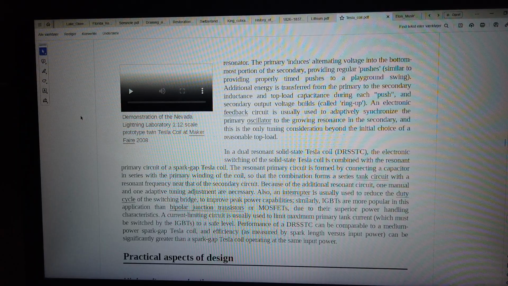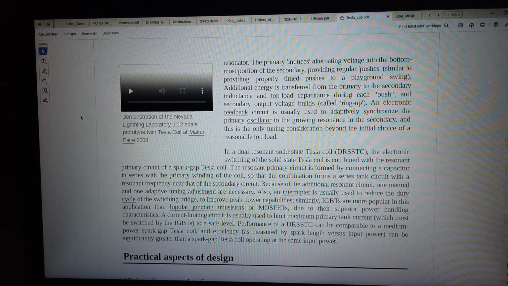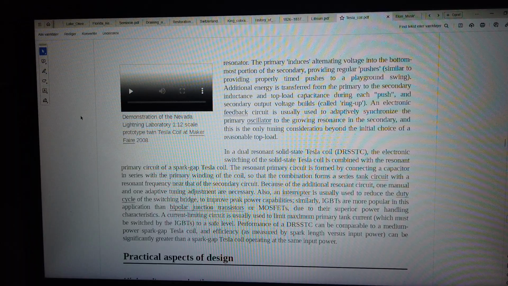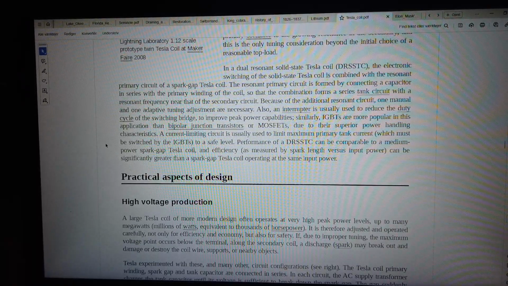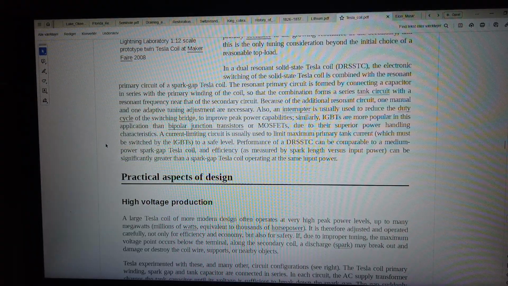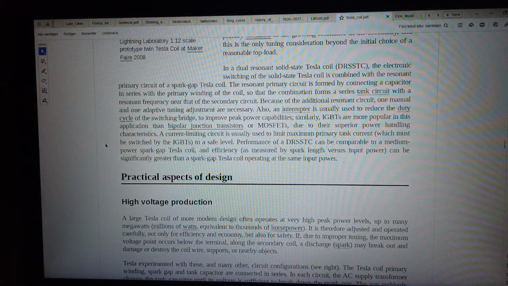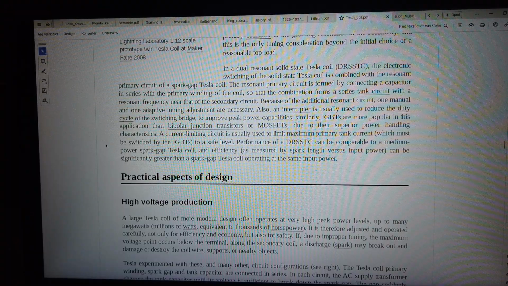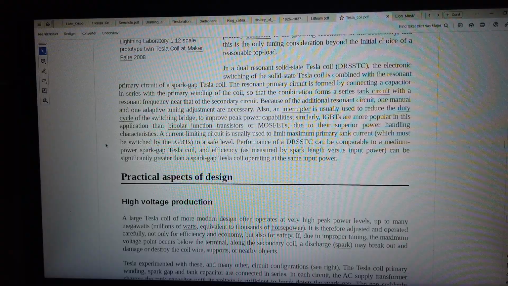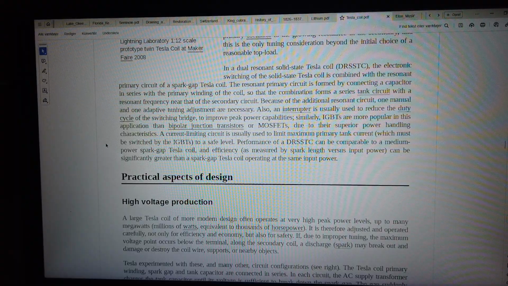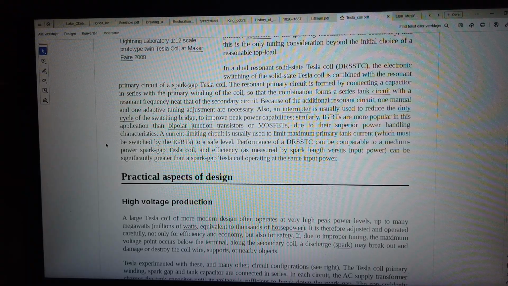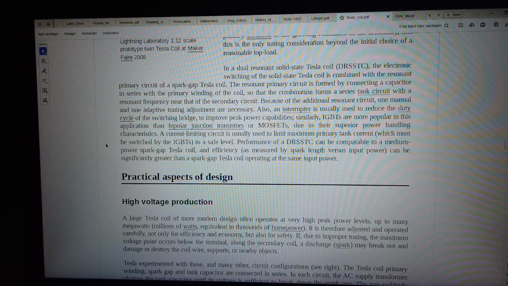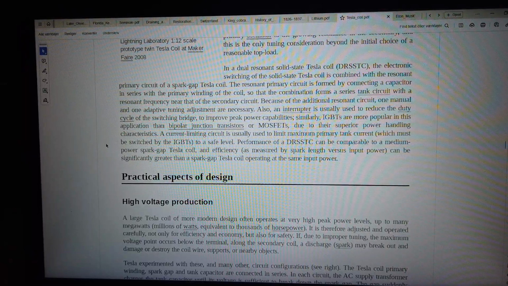Tesla experimented with these, and many other, circuit configurations, see right. The Tesla coil primary winding, spark gap and tank capacitor are connected in series. In each circuit, the AC supply transformer charges the tank capacitor until its voltage is sufficient to break down the spark gap. The gap suddenly fires, allowing the charged tank capacitor to discharge into the primary winding. Once the gap fires, the electrical behavior of either circuit is identical. Experiments have shown that neither circuit offers any marked performance advantage over the other.